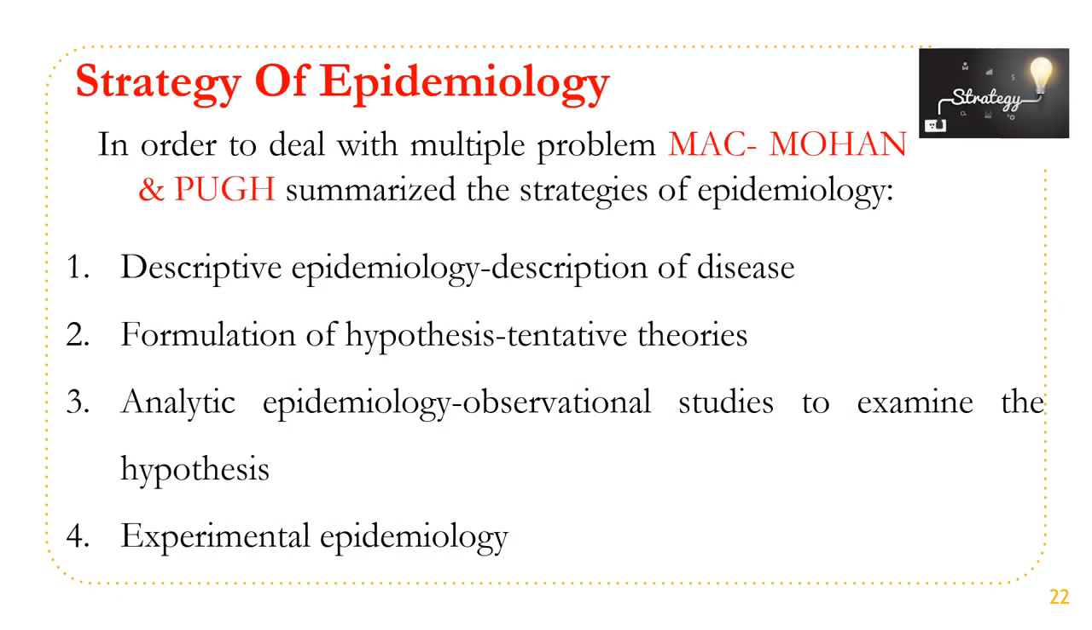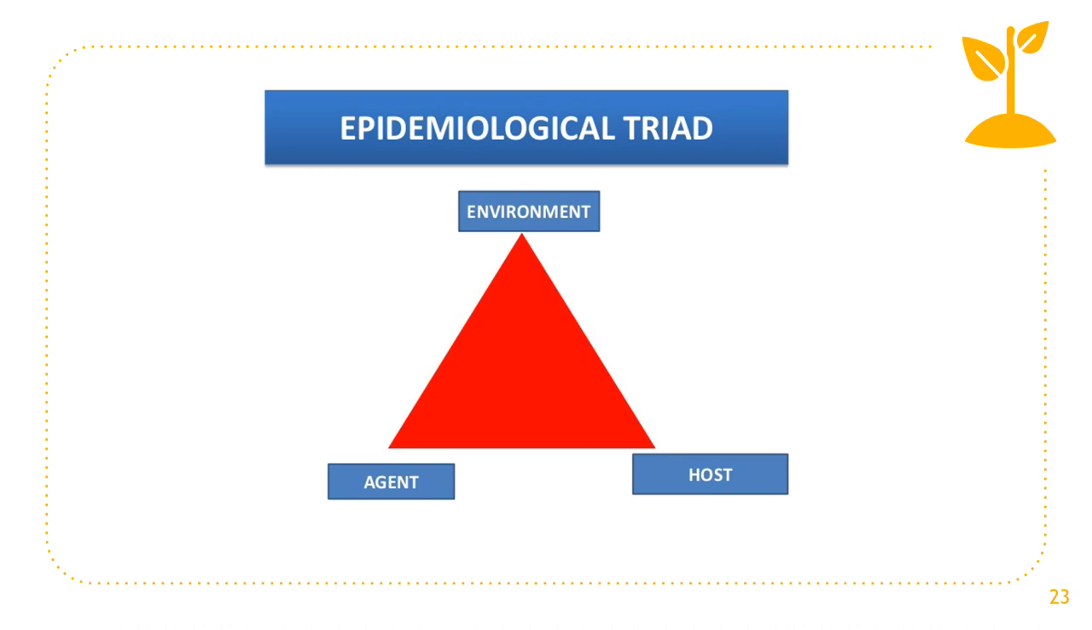Strategy of epidemiology. In order to deal with multiple problems, McMahon and Pugh summarized the strategies of epidemiology, like descriptive epidemiology, formulation of hypotheses, analytical epidemiology, then experimental epidemiology. Coming to the epidemiological triad, here you can see three things. First is environment, then agent, then host. So epidemiological triad. Triad means three things: environment, agent, host.